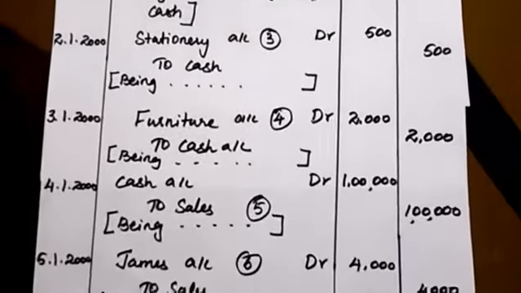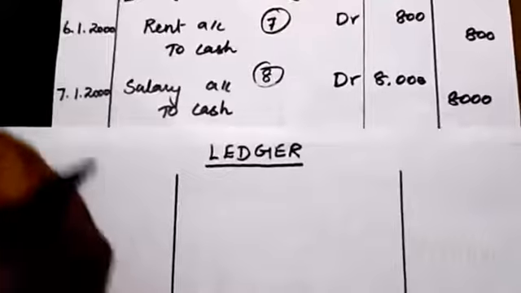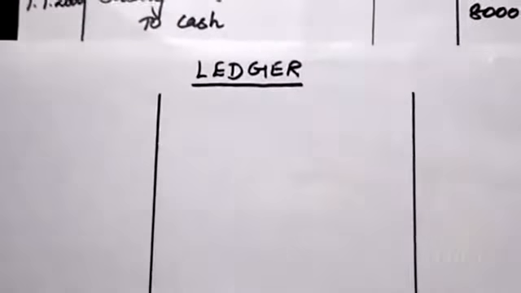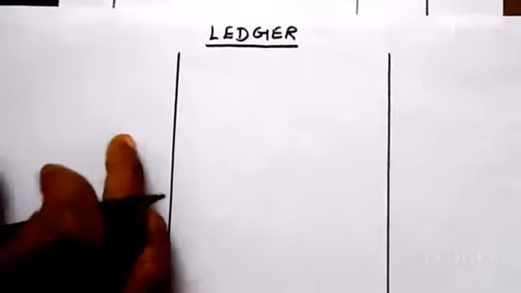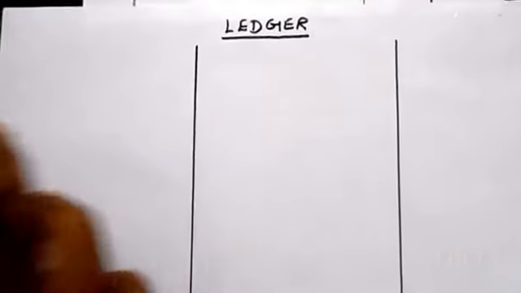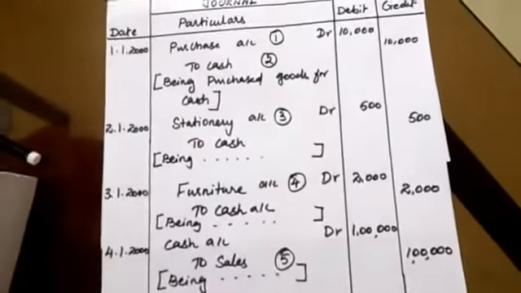And the second important step is ledger. Ledger is nothing but a separate book. For each and every transaction you need to have a separate account so that you can make entry in that particular book, in order to calculate and know the total transactions related to that particular topic. So let us see the same problem. First one is purchase account.